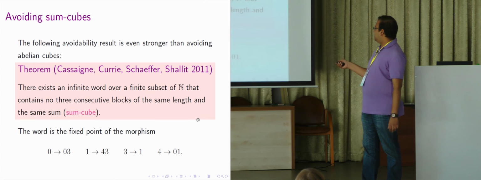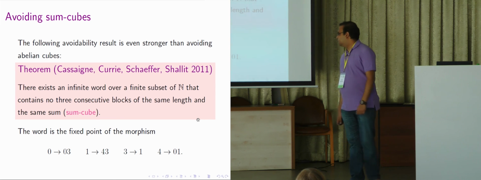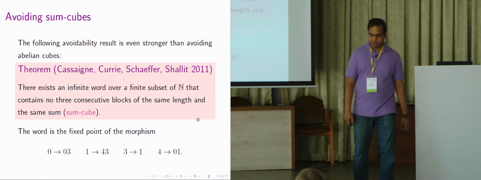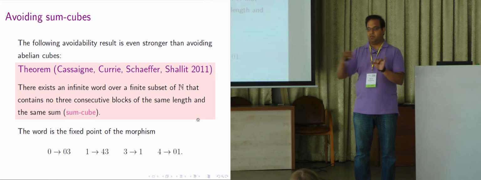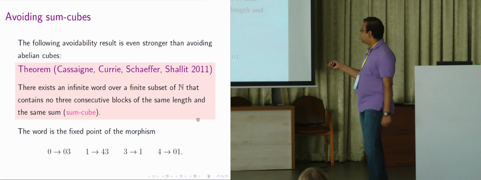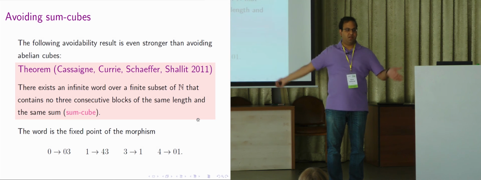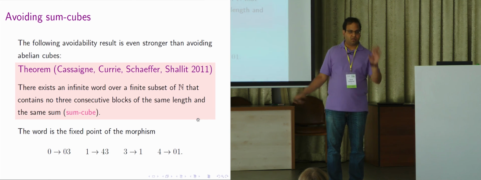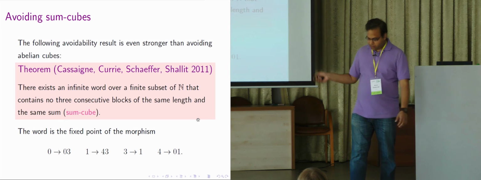These authors showed that there exists an infinite word over this alphabet here, with the property that you never see 3 consecutive blocks whose entries sum to the same value. This is stronger than being an abelian cube, because you must avoid an abelian cube to have this. If you have an abelian cube, then certainly the blocks will sum to the same thing. But it's even stronger, because possibly these blocks can sum to the same thing without being an abelian cube. So avoiding this is even stronger.